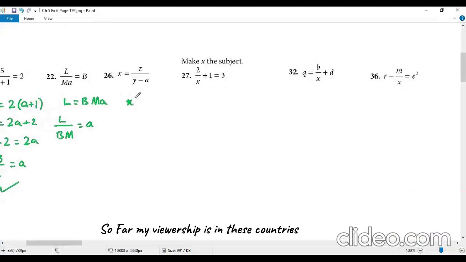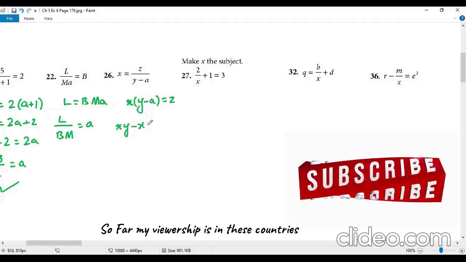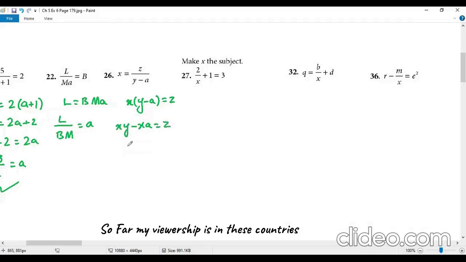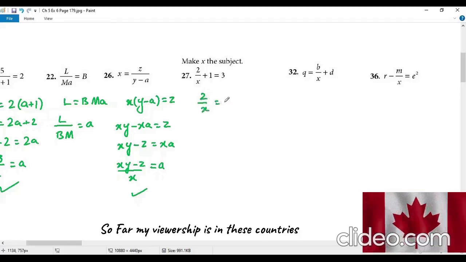X is going to be multiplied by Y minus A equals Z, and this is going to give us XY minus XA equals Z. Now I'll take minus XA on the other side, and minus Z will come this side, and this is going to become a positive XA. Now A I will keep here as it is, and XY minus Z over X is going to be your answer. When it comes to a question in which you have a fraction and a whole number, take the whole number on the other side to make it negative.